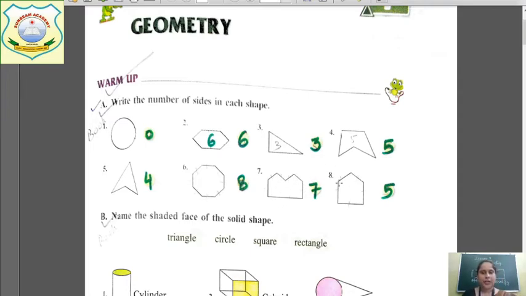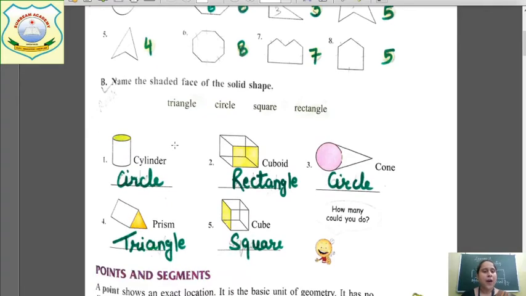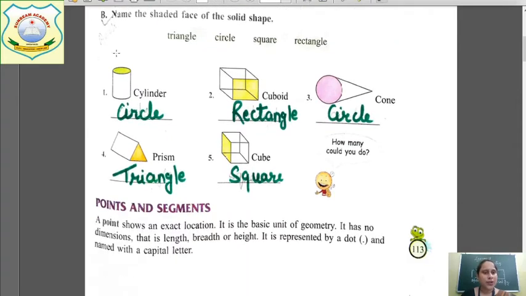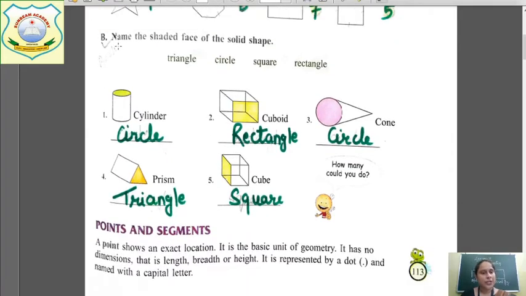Written. Very good, children. Now come to the next figure. Figure number 8. Now count the number of line segments in it. 1, 2, 3, 4, 5. So there are 5 sides in this shape. Now come to the next question. Your next question is, name the shaded face of the solid shape.